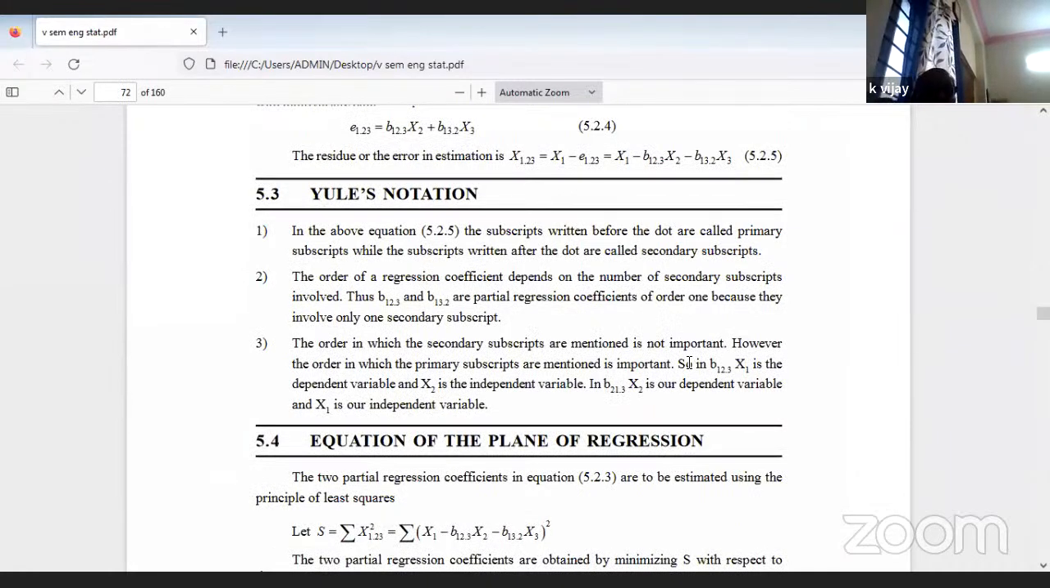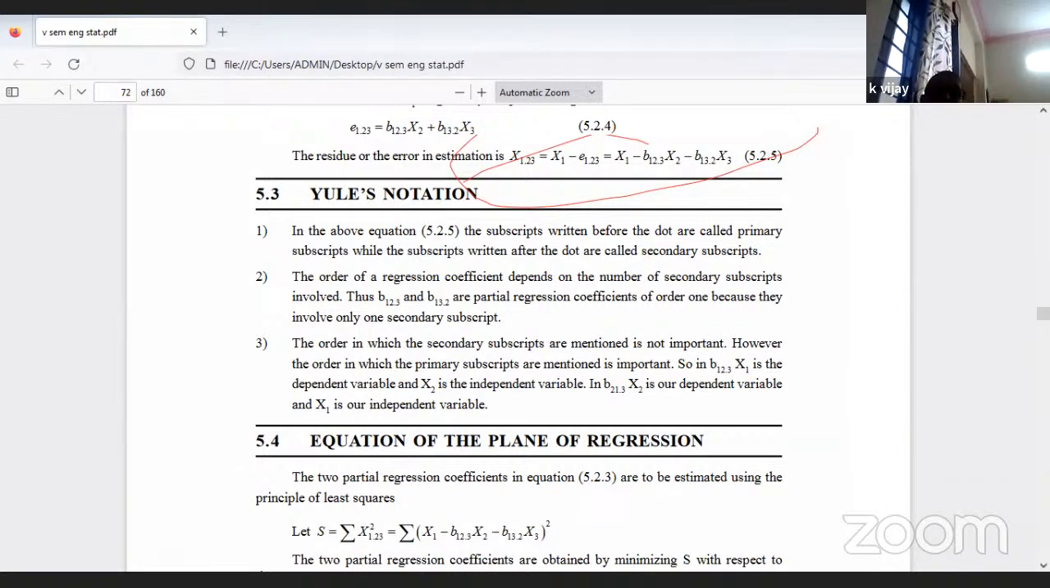What is Euler's notation? In Euler's notation, you see here x1.23. The subscripts written before the dot are called primary subscripts, while the subscripts written after the dot are called secondary subscripts. After another dot we can take third subscripts, or fourth subscripts. Continuously we can take third, fourth, fifth subscripts.